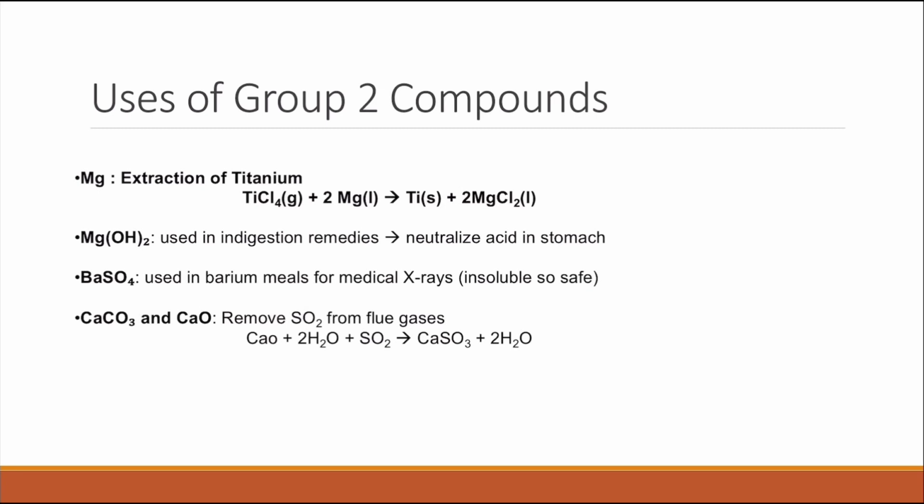The uses of group 2 elements and their compounds. Magnesium is used for the extraction of titanium, and this equation is quite common in the exam, where titanium tetrachloride with magnesium will give you titanium and 2 magnesium chloride. Magnesium hydroxide is used in indigestion remedies because it will neutralize the acid in the stomach. Barium sulfate is used in barium meals for medical x-rays because it's insoluble and so it is safe because it's not absorbed, and it can be used for the x-ray because it's opaque to x-rays.